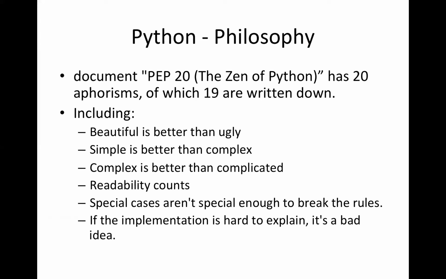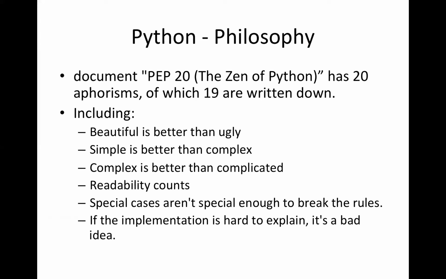But the aphorisms include: beautiful is better than ugly. Your code should be beautiful. Simple is better than complex. If you can do something more simply, you should always do it that way. Complex is better than complicated. So if you don't have a choice, as simple as possible is where you want to go. Readability counts. So making sure your code is readable, making sure Python as a language stays readable is a very important thing. Special cases aren't special enough to break the rules.